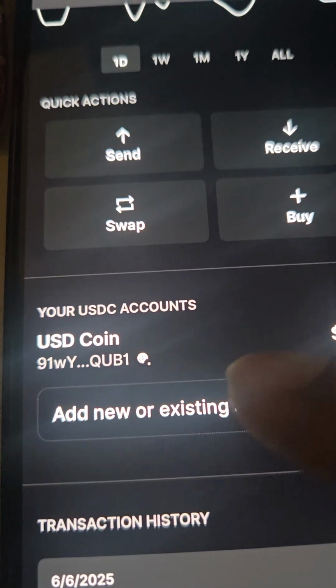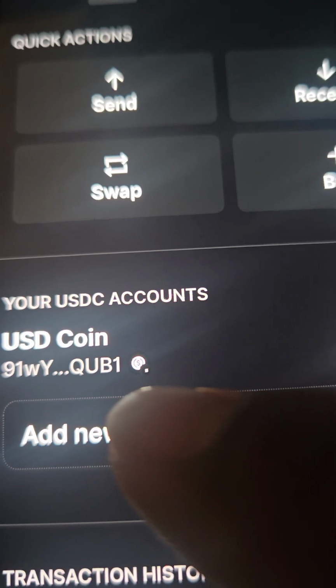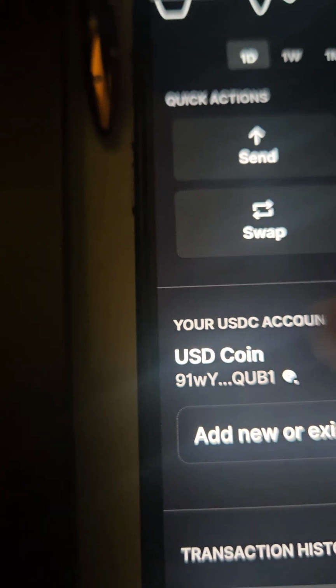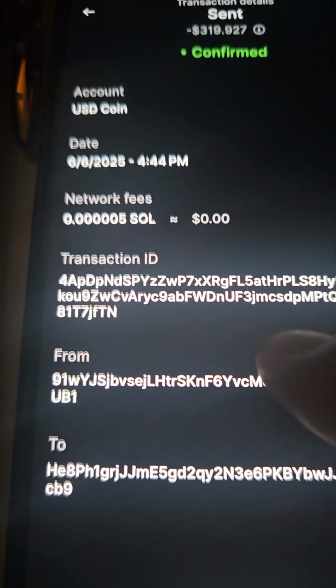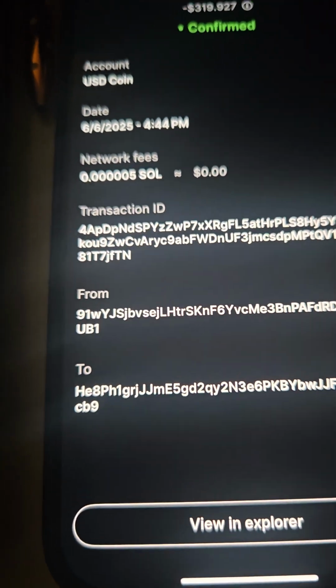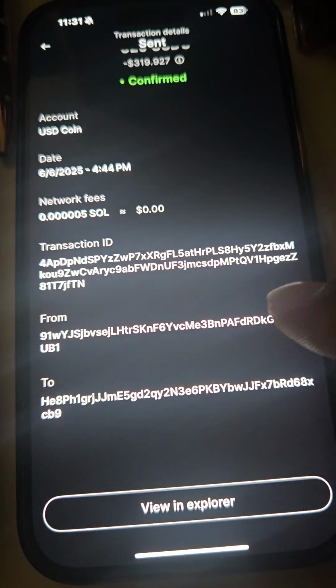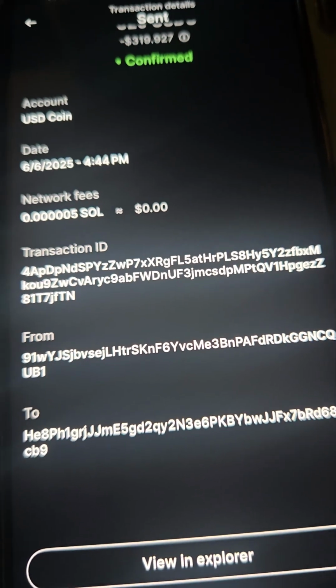Watch this. See this right here, how it says United States dollar coin, and then it says underneath it 91WY.QUB1. That is my Solana address. So that's why it's telling me that I have $325 in this address. Now, I can take this whole address here, and I just click on one of these transactions, and then I take that address, this 91WB, see that whole address? And I can show this address to y'all, because if you wanted to send me Solana, you can use this address to send me Solana.